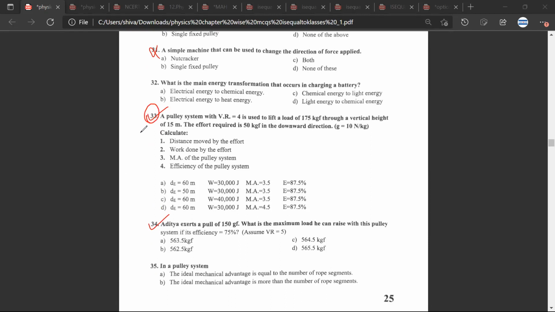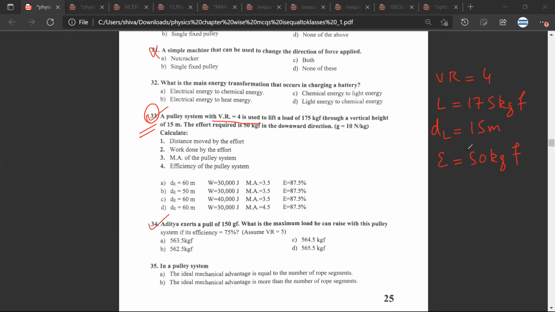Question number 33. A pulley system with VR 4 is used to lift a load of 175 kg. So VR would be 4 and load would be 175 kg through a vertical height of 15 meters. So distance moved by load, dL, would be 15 meter. Effort is 50 kgf in the downward direction. Calculate distance moved by the effort.